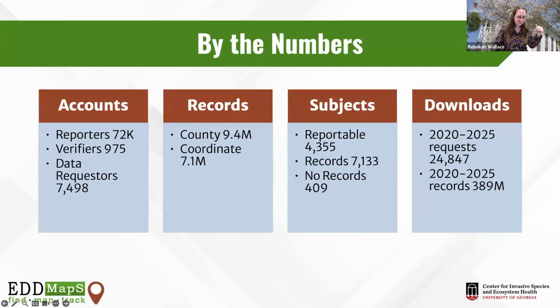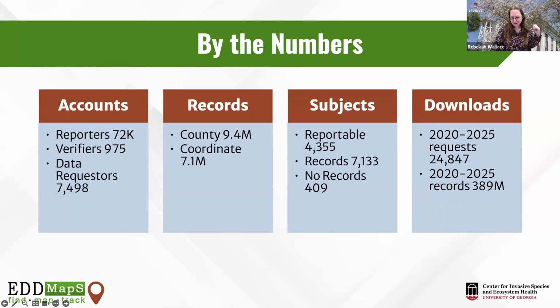And then just to give you some numbers, again, we have over 72,000 accounts reporting data. We have almost 1,000 verifiers serving to review the data as it's coming in. And again, they're helping to ensure that the data is high quality. We have over 7,000 accounts that have requested data. We have over 9.4 million records in the EDDMapS database, and over 7.1 million of those records have some sort of coordinate associated with them.